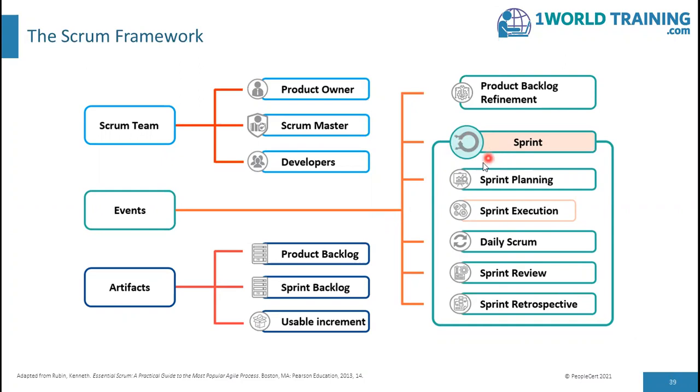And in the sprint, there are 5 events, such as sprint planning, sprint execution, daily scrum, sprint review, and retrospective. The execution itself is the sprint. Therefore, we could say there is sprint planning, daily scrum, sprint review, and retrospective as part of this bigger sprint event. The scrum team is shown as made up of the product owner, the scrum master, and the developers. Artifacts are the product backlog, sprint backlog, and the usable increment. An additional one is the product backlog refinement, which is an additional event.